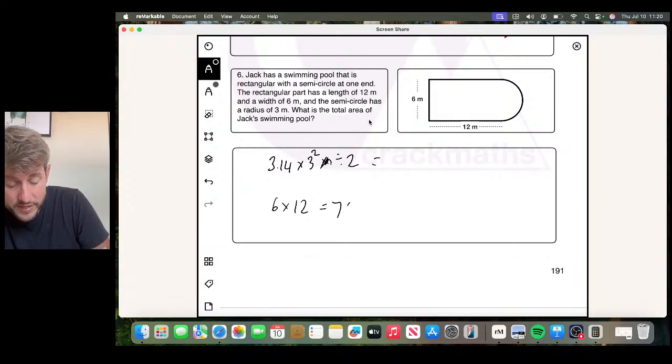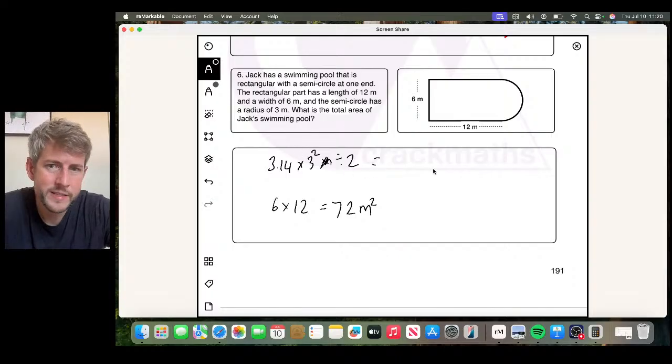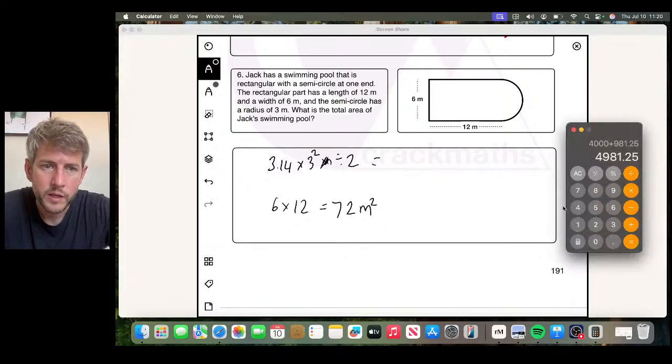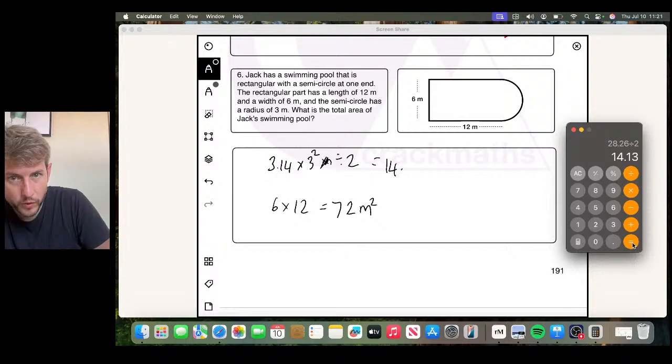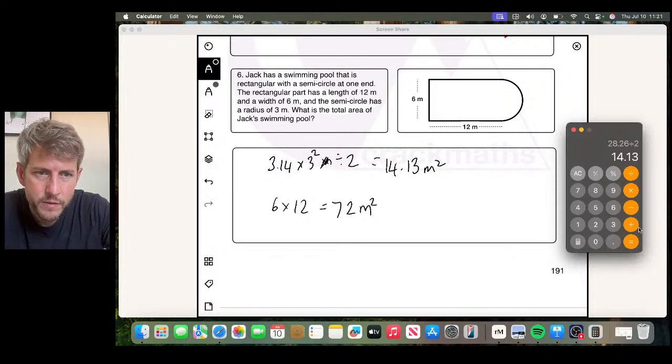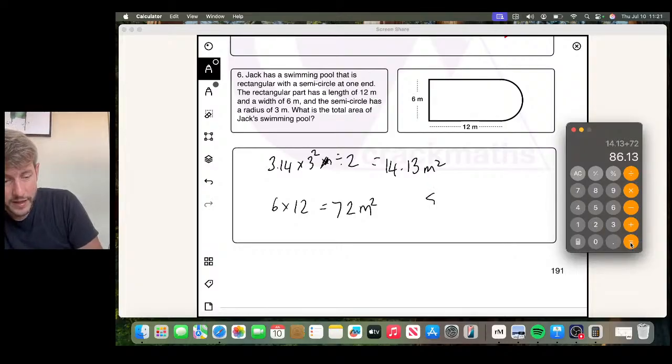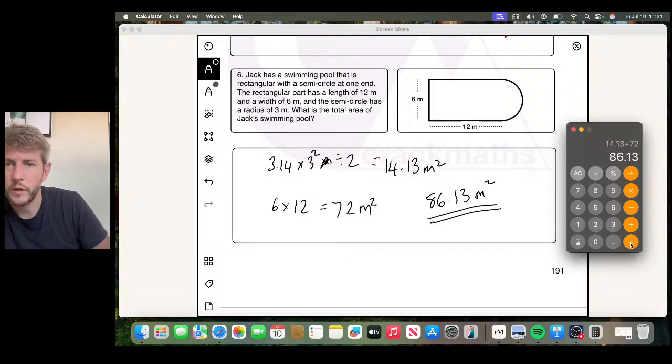6 times 12 is 72. That'll be 72 metres squared. This bit here is going to be 3.14 times 9, and then get what that equals and then divide that by 2. Okay, so that's going to be 14.13 metres squared, and then if we add that to the 72, that would be 86.13 metres squared. Okay, right, next one.